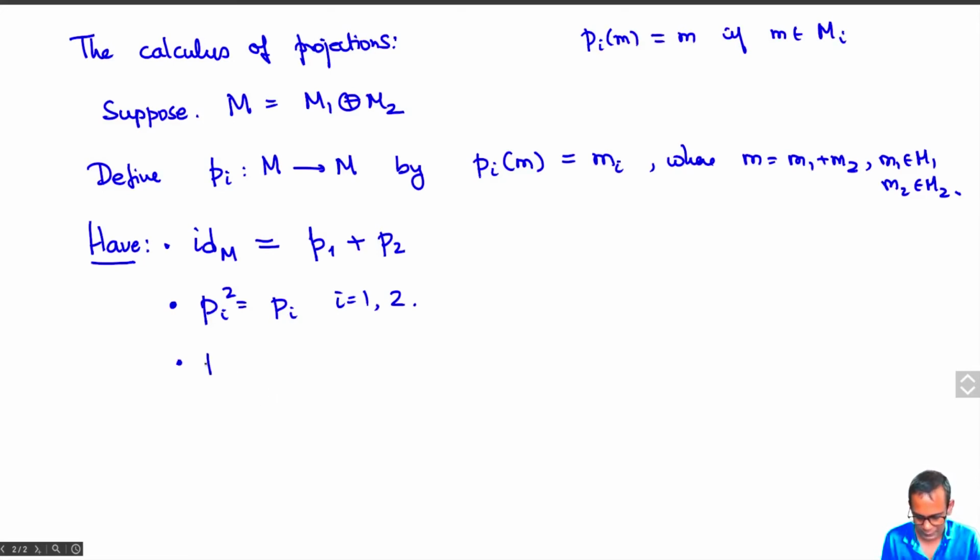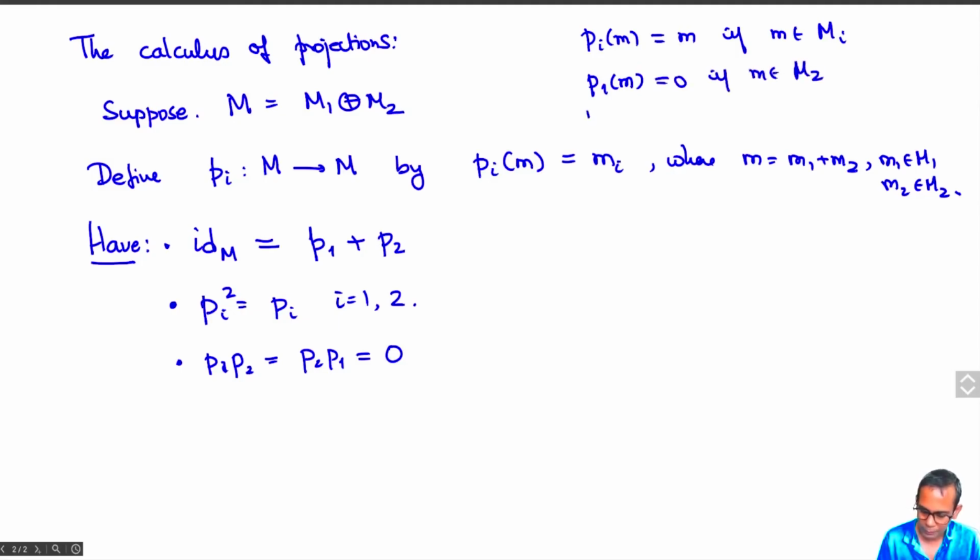And the third property is that P1 P2 is equal to P2 P1 is equal to 0. This is because P1 of M is equal to 0 if M belongs to M2, and P2 of M is equal to 0 if M belongs to M1. So both these are easy to check from the definition. If you take any element M and apply P2 to it, you end up in M2, and then when you apply P1, you will get 0.